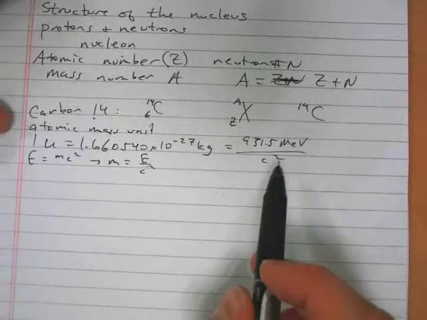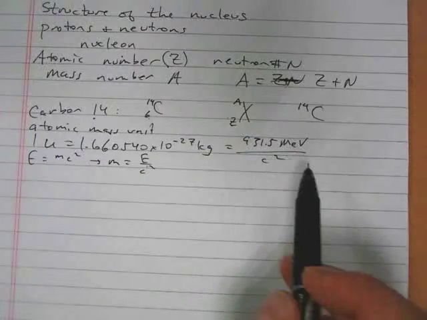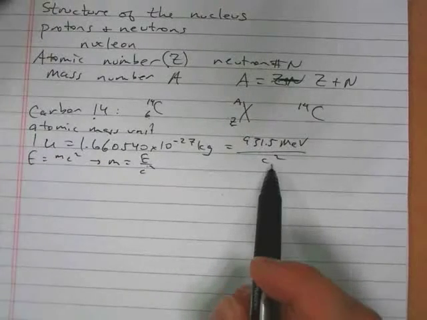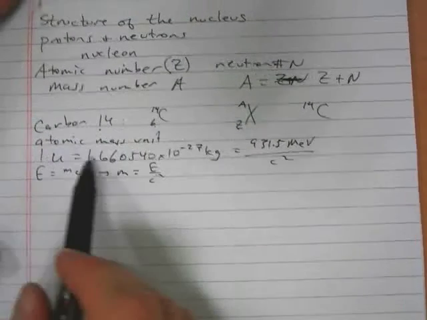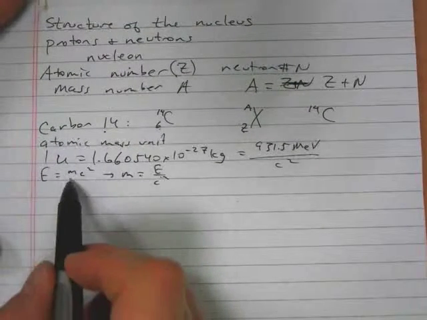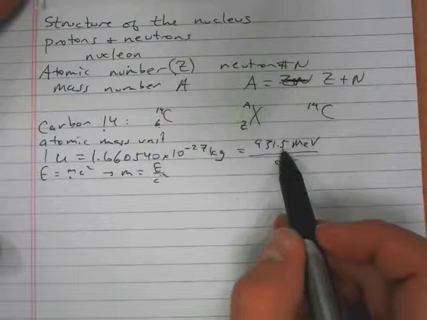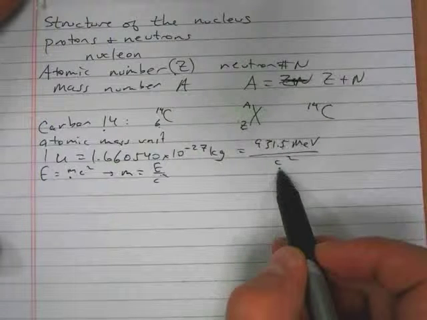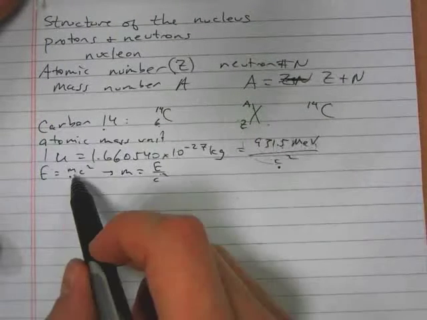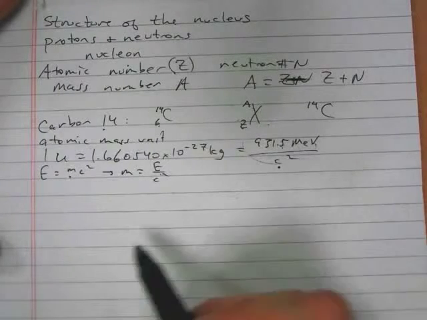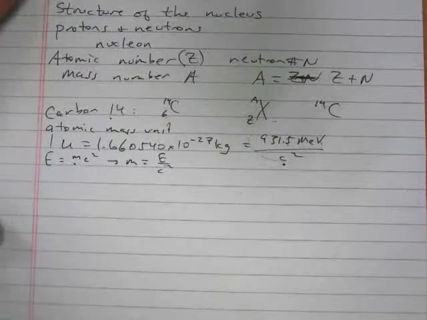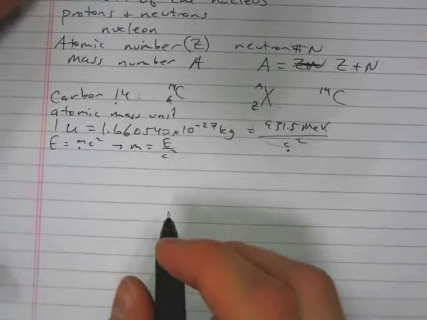And this is handy. You could divide this and get a number, but what's handy is that if our energy is mc squared and we have our mass defined in terms of c squared, then if we plug this in as our mass, we'll get an energy just by canceling out the c squareds. So that's going to make our lives a little bit simpler.